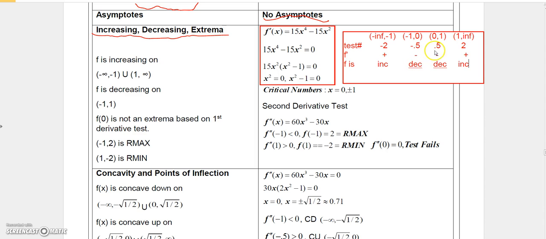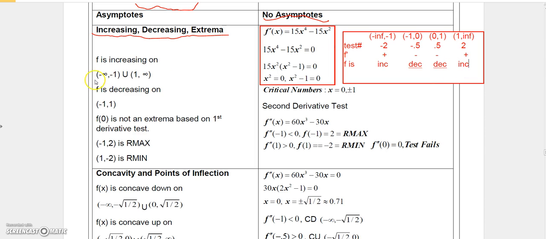And it turns out it would also be decreasing for 0.5, for positive 1/2. So that was the number that I chose between 0 and 1. And so it's negative for that value too. So it's still decreasing from 0 to 1. And then if you plug 2 in, you'll find that the derivative is positive again. And so it's going to be increasing on those intervals.